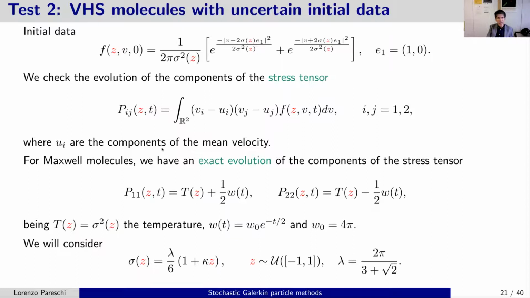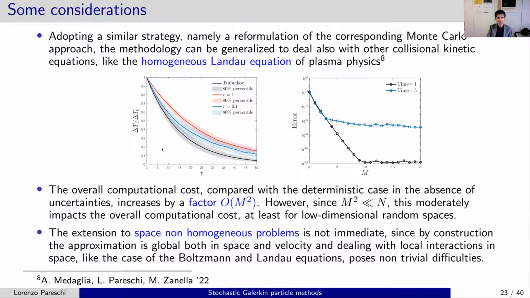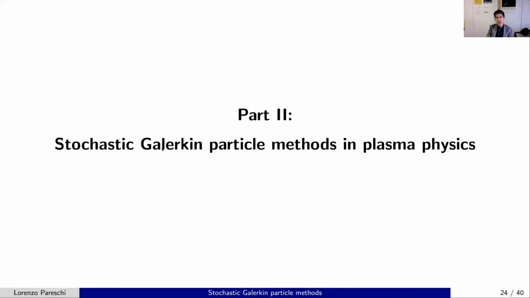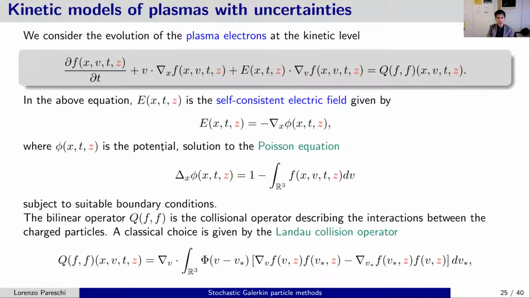Okay, I'll skip this because I'm a bit late in time, and I want to show you something concerning the case where we have a non-homogeneous problem, in particular considering application in plasma physics. So in this case, we consider a full problem. We also have the presence of the electric field. Now we have a self-consistent electric field, which is based on the solution of a Poisson equation.